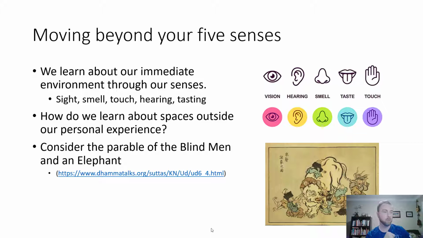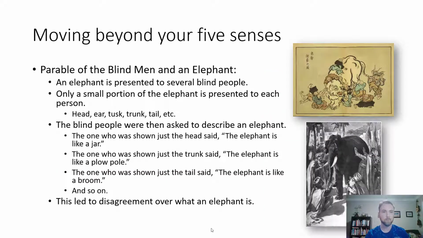Okay, so if you only see one portion of a thing that you're studying, you may not get the whole picture. So consider the parable of the blind man and the elephant, and there's a little link there in your lecture notes that I want you to check out. It actually has the text. It's from an old Buddhist text. So basically the parable goes like this. An elephant is presented to several blind people, we'll say sight impaired people. Only a small portion of the elephant is presented to each individual person.